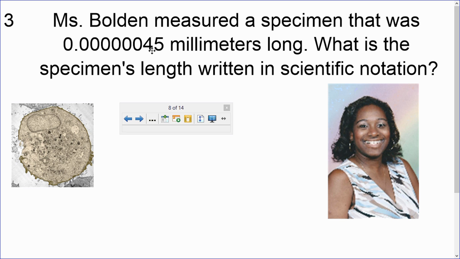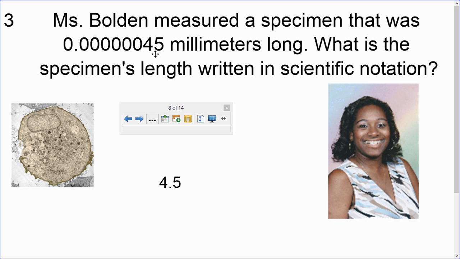So do you notice this is a very, very small number, and small numbers are going to have negative exponents. So we have a decimal point here already, and we're going to put it between the 4 and the 5. So this will be 4.5, which will be our first number because 4 is greater than 1 but less than 10. But notice we moved it from this spot back to in front of the 4. And remember, if it's really, really small, it's going to be a negative exponent.